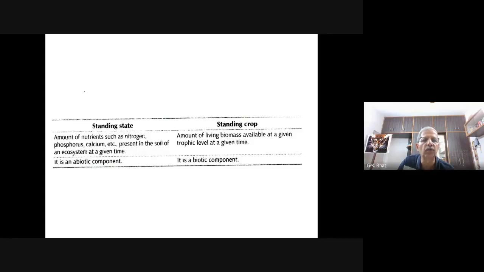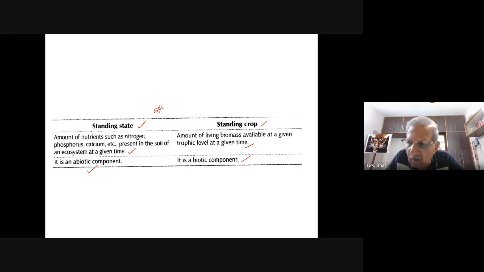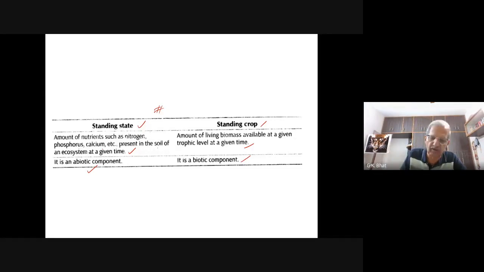The amount of nutrients such as nitrogen, phosphorus, calcium, etc., present in the soil of an ecosystem at a given time is called standing state. It is an abiotic component. The amount of living biomass available at a given trophic level at a given time is called standing crop. It is a biotic component. It's very important, and most of you get confused between standing state and standing crop. Even though it is so easy, you do not recall it. Therefore, please remember it.